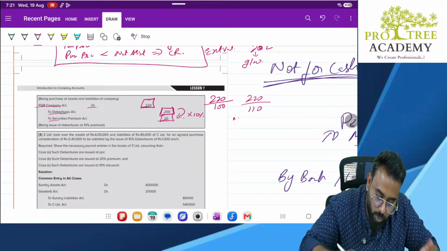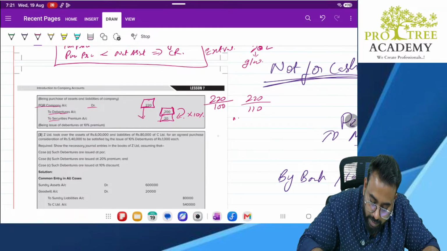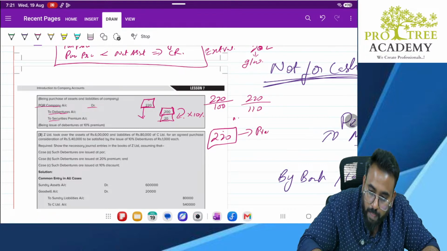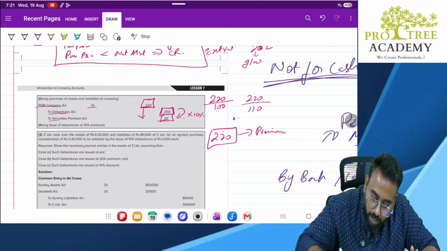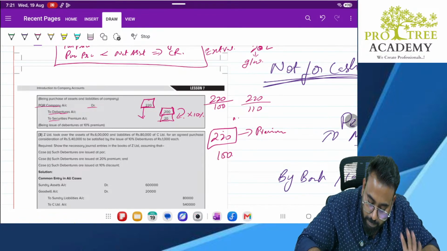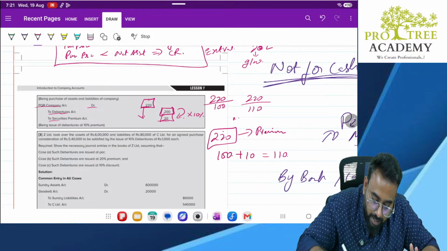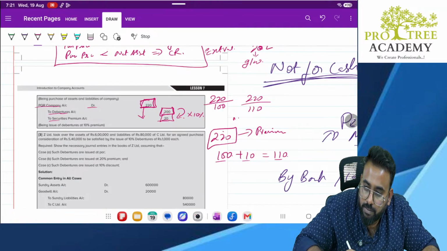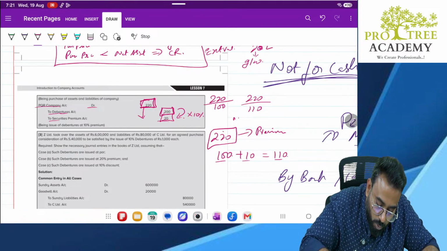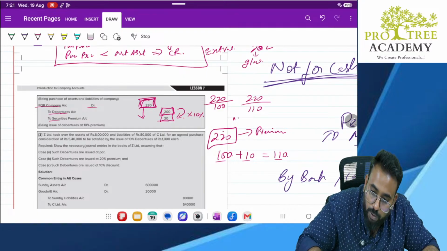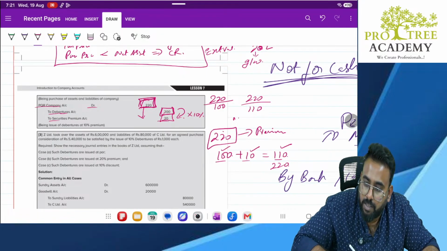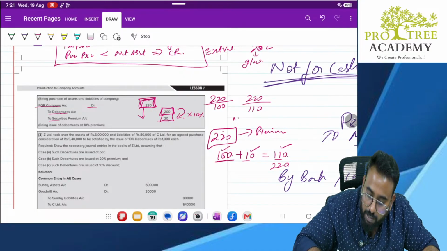Sir, how do we know it is 200, sir? No, in this 220 is there, no? This 220 we are issuing, but this is including premium. So, if 100 is my nominal value, 10 is my premium, total 110. Correct? Now this 220 represents what? Nominal value, premium or total? It represents total. Correct? If you want nominal value, cross multiply.